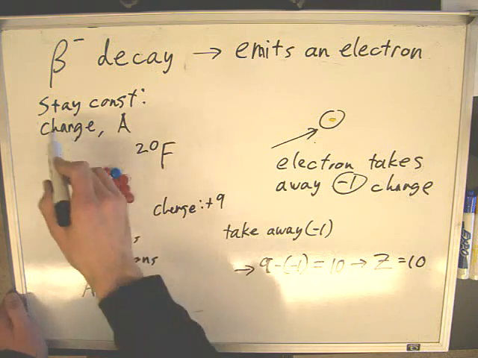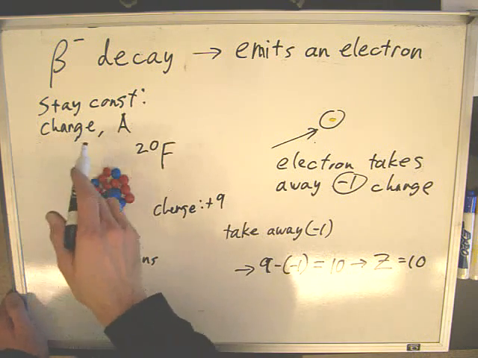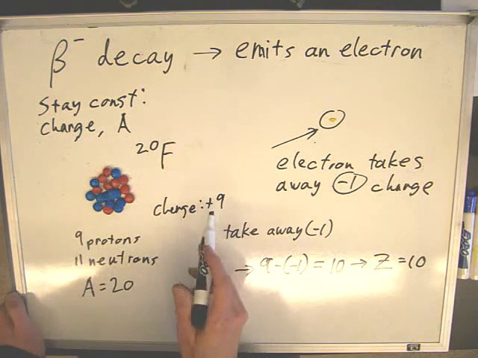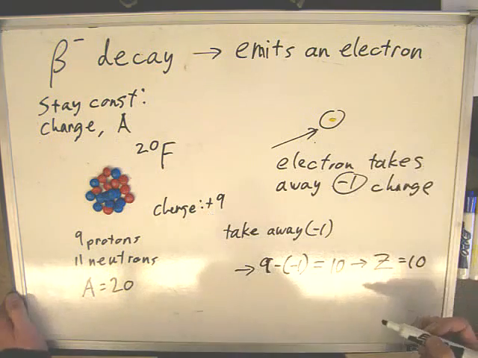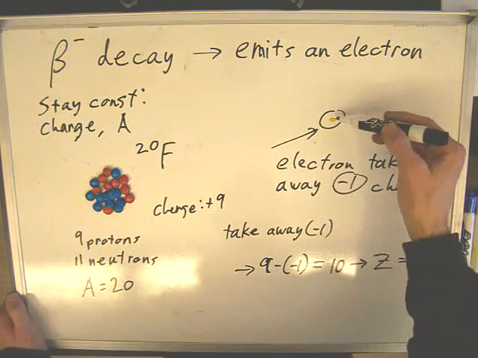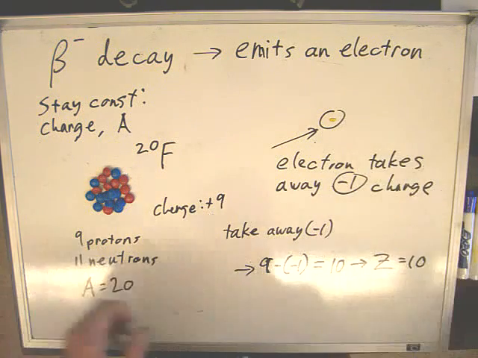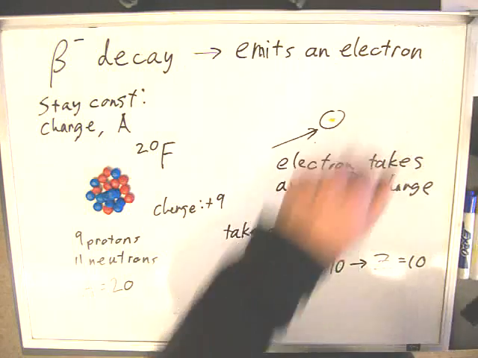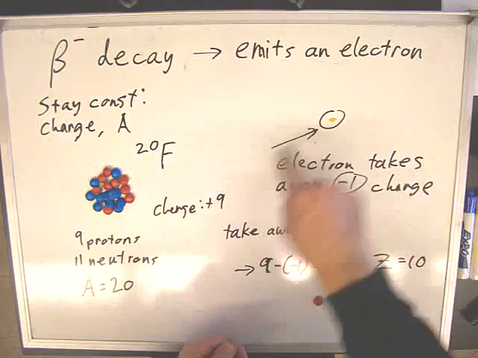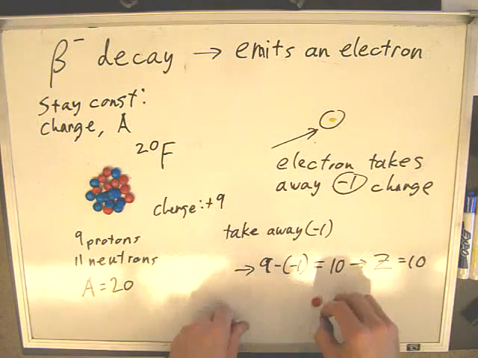Now A has to stay the same. So the two things that stay constant are the charge and A. If I start with a charge of 9, afterwards I'd better have the same charge: -1 for the electron and 10 for the new nucleus. So let's make the new nucleus here, the daughter nucleus. There's the electron flying away.